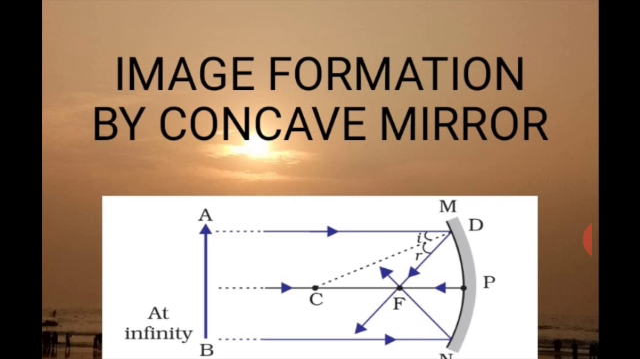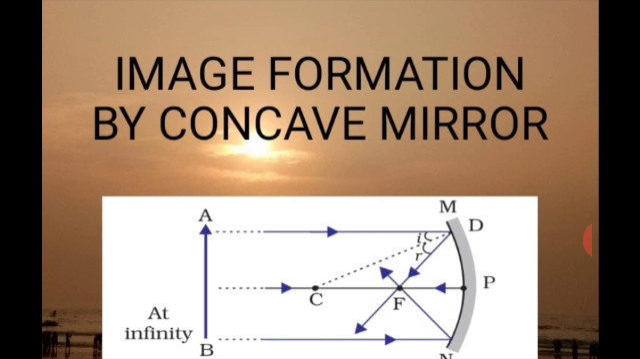Point to be noted is that this image is point sized. It's a very diminished image that is formed. But this image is real and inverted. It means if you try to place a screen at F, you will definitely see the image here.